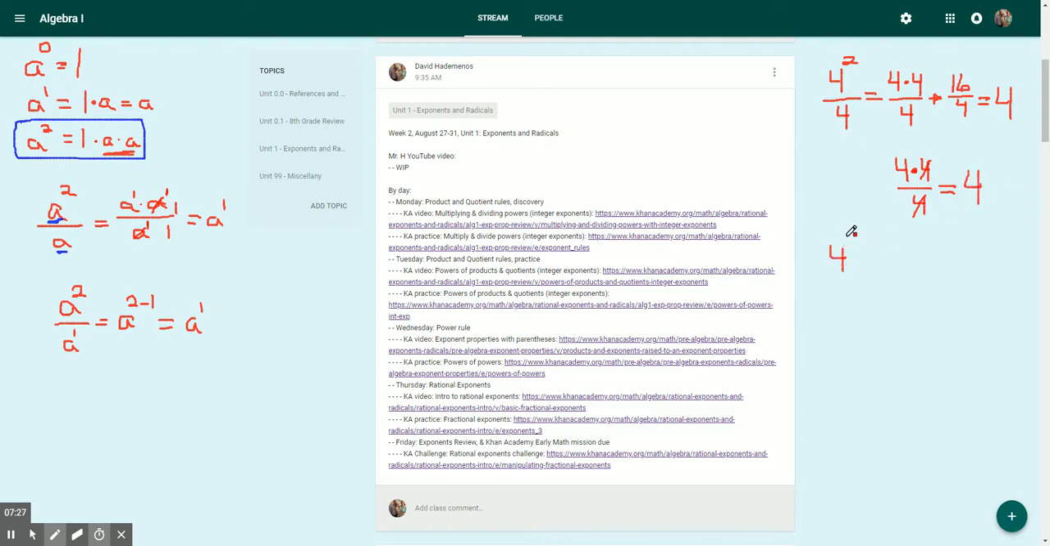So 4 to the second power divided by 4. Remember, we want to put the 1 on top. This is the same as 4 to the second minus 1 power, which is 4 to the first power. And anything to the first power is just itself. So that is our quotient rule.